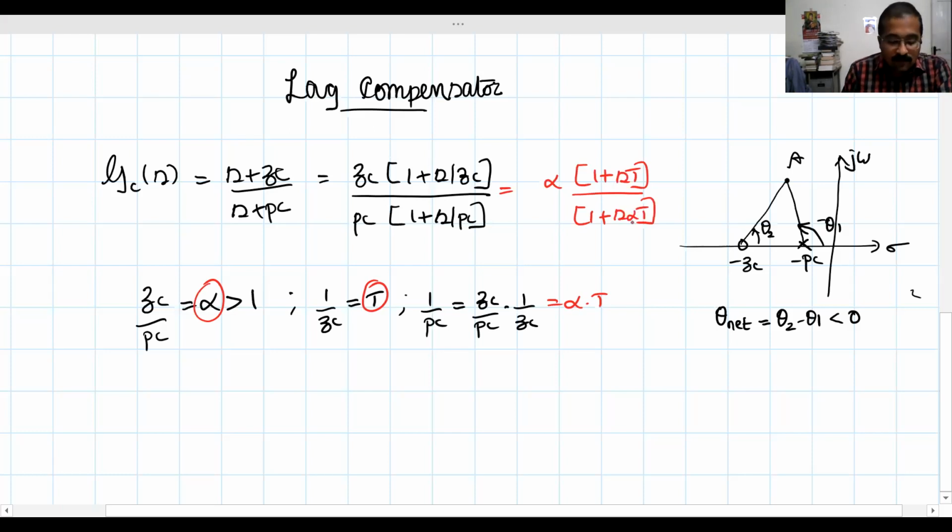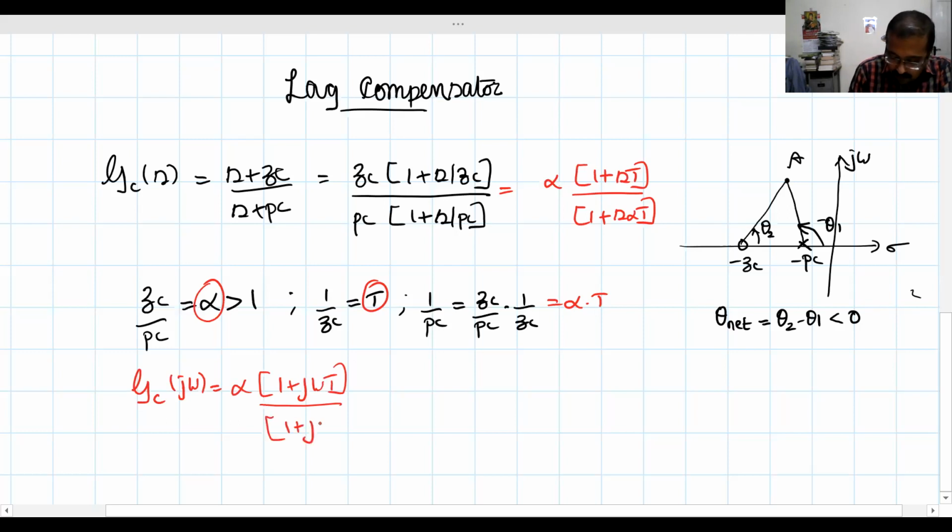Now we are going to design it with the help of Bode plots. That means frequency response or frequency domain technique. So replace S with j omega. So what will be GC of j omega? GC of j omega will be alpha into 1 plus j omega T divided by 1 plus j omega alpha T. So as omega tends to 0, or when omega equal to 0, what happens?